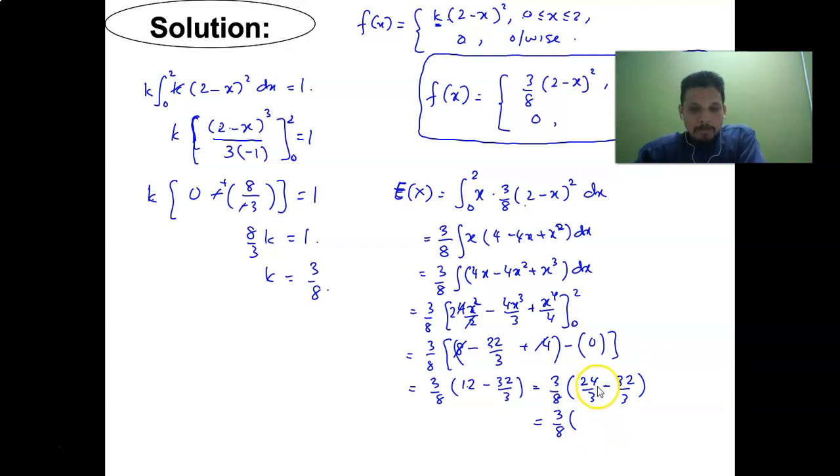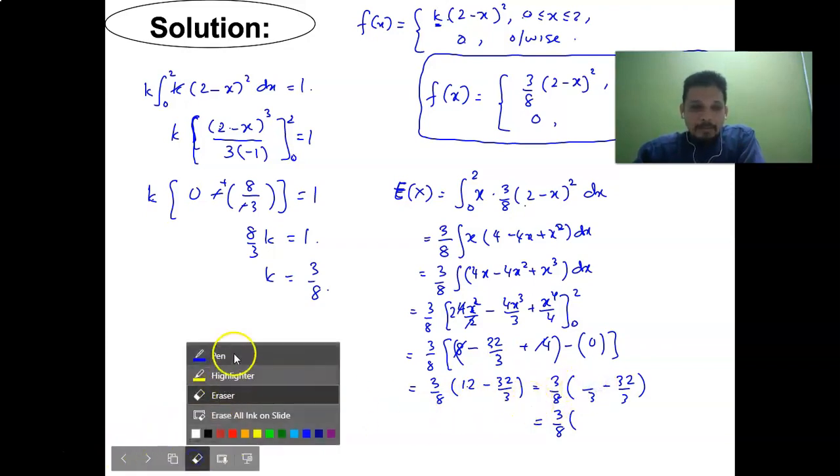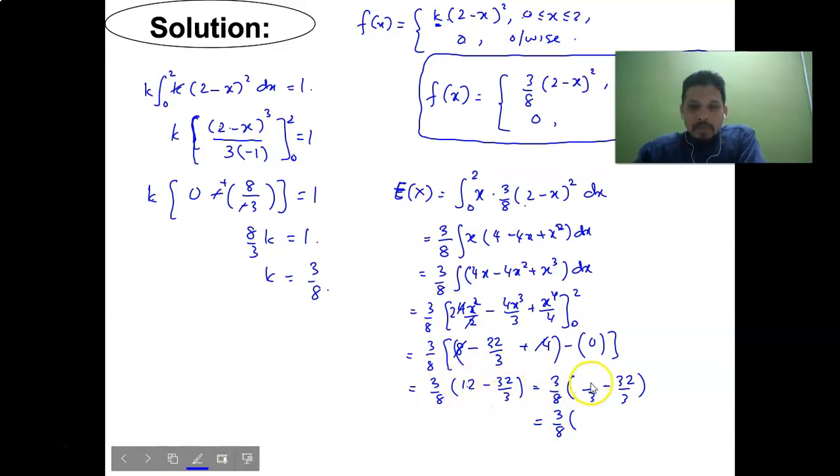Wait a minute, 12 times 3 equal to 36. Sorry. Okay, 12 times 3 equal to 36. So 36 minus 32 equal to 4 over 3. So 3 divided by 3, 4 divided by 8 equal to 1 over 2.